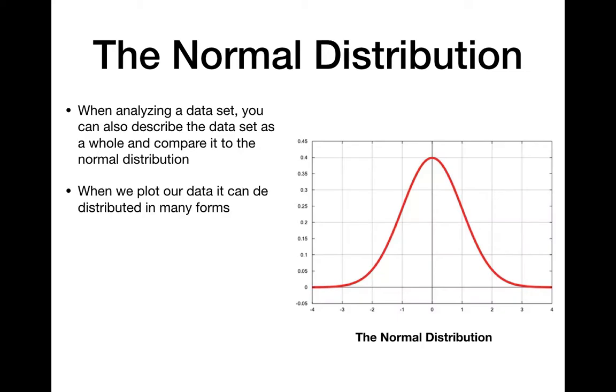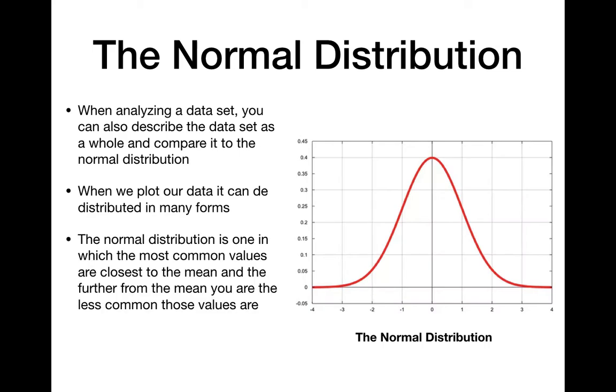So when you plot your data, it can be distributed into several different forms, and the normal distribution is a very common one. That's why it's called the normal distribution. And what it means is the center point here, the 0 value, that's the mean of your data. So most data is close to the mean.